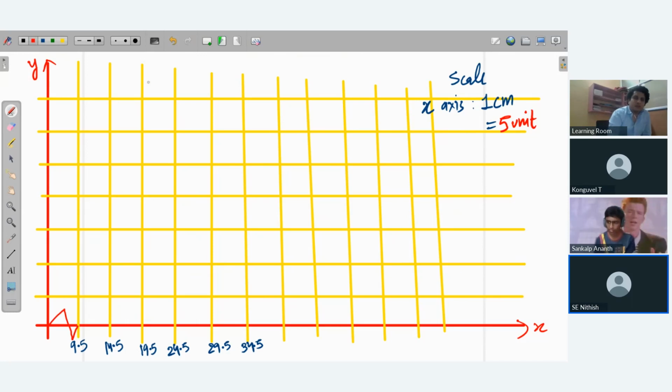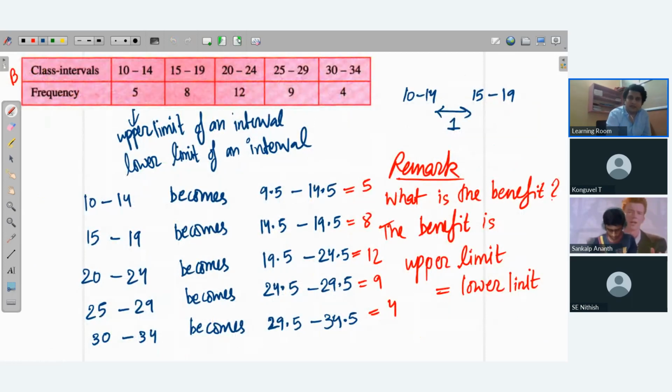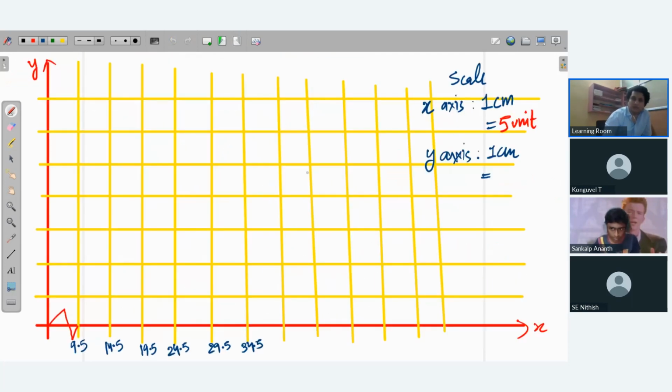Okay. So similarly, what about the y-axis? Sir, in the previous graph, 1 centimeter was equal to 10 units. Yes. So maybe 1 centimeter is equal to 2 units on the y-axis. What about this one? We have 5, 8, 12, 9, 4. So let's say this time we do it 2 units. So this becomes 2, this becomes 4, 6, 10, and 12.